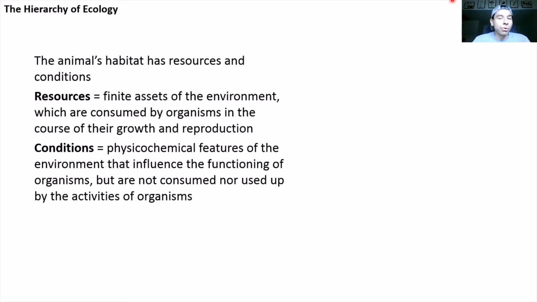So you can think of several resources, I'm sure, and several conditions. It kind of depends on the organism because something like sunlight would be a condition for animals, but it could be a resource for plants because plants do consume photons. But in general, conditions are not consumed. So things like pH, salinity, temperature, those are all conditions, whereas food or space for shelter or burrowing holes or water, those would be resources.